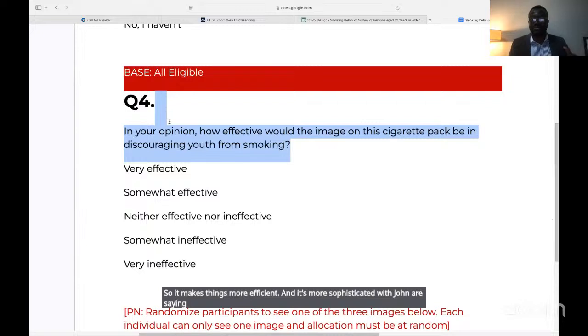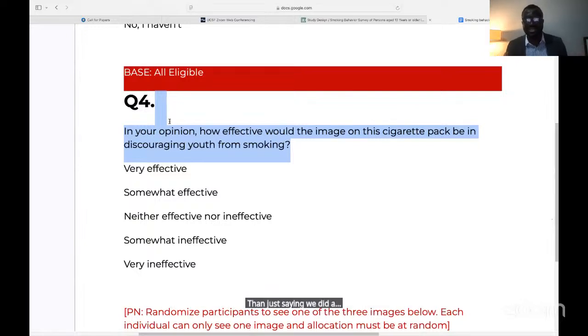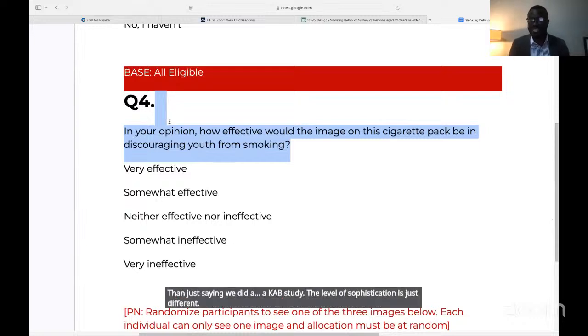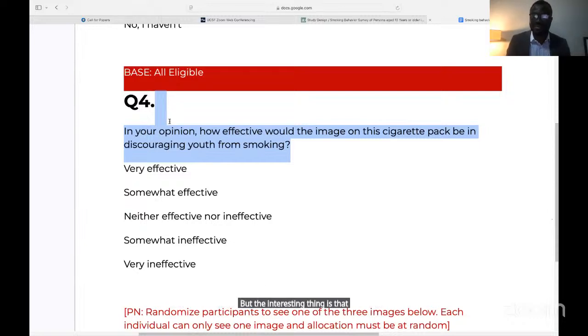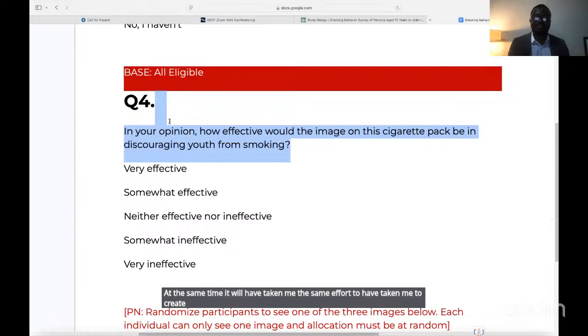So it makes things more efficient, and it's more sophisticated to tell a journal we performed a web experiment to evaluate the impact of exposure to different types of packages than just saying we did a KAB study. The level of sophistication is just different. But the interesting thing is that the level of effort is the same. The same time and effort it would have taken me to create a KAB study is what it will take me to create a more sophisticated study that is nested within my cross-sectional survey.